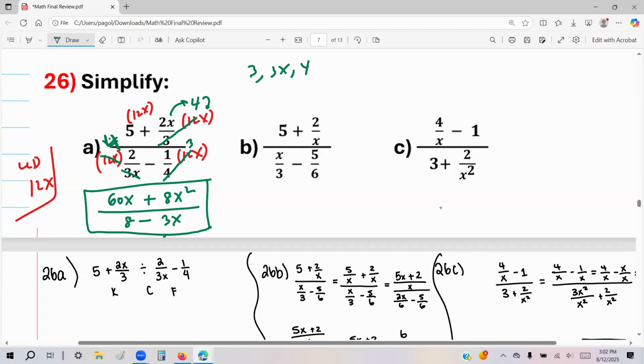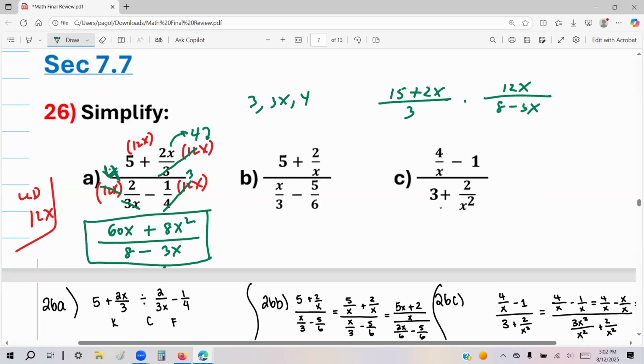Keep, change, flip. Can you cross them like this? You can cross cancel, you cannot cross multiply. Even though one is x and one is just digits. Okay, so you have 15 plus 2x over 3, 12x, and then 8 minus 3x.